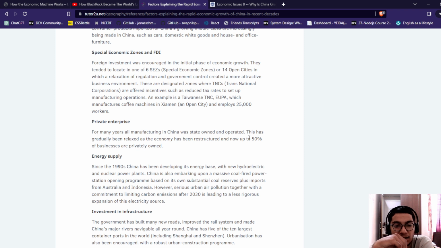Since 1990, China has been developing an energy base with hydroelectric and nuclear power plants. China is now also embarking upon a massive coal-fired power station opening program based on substantial coal reserves plus imports from Australia and Indonesia. However, serious urban air pollution, together with a commitment to limiting carbon emissions after 2030, is leading to a less vigorous expansion of electricity sources.